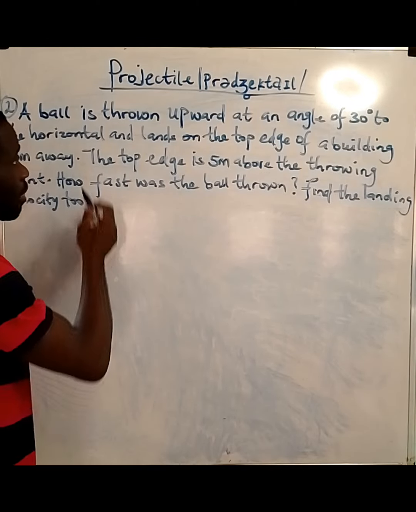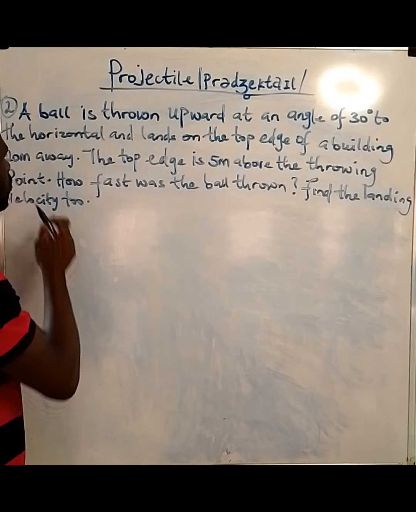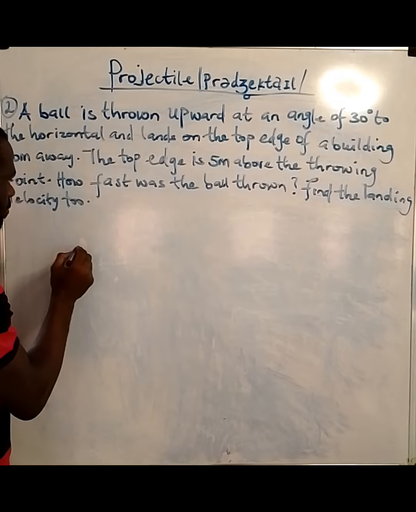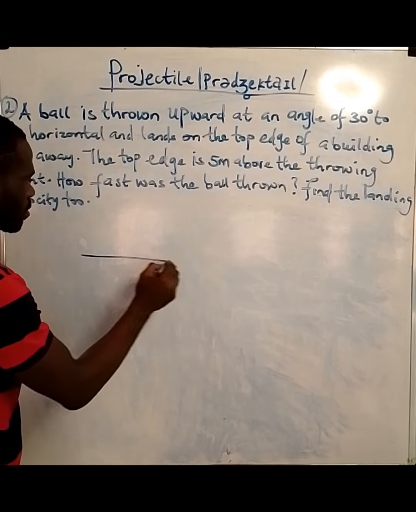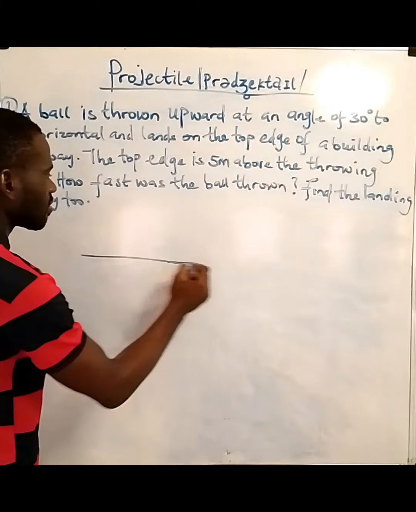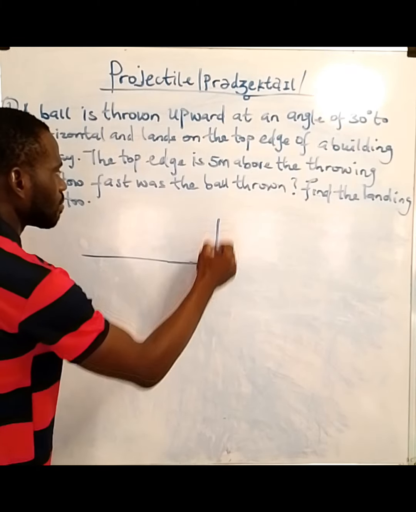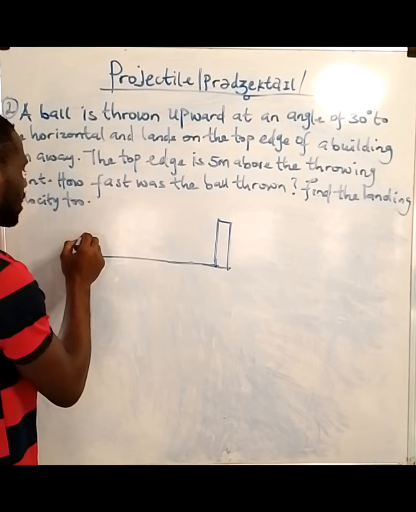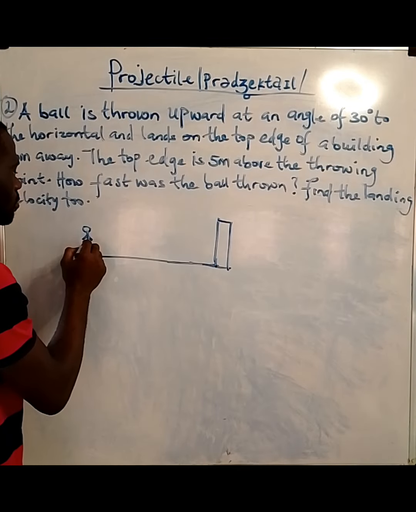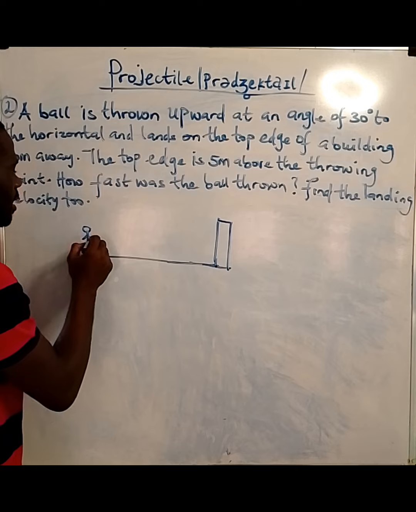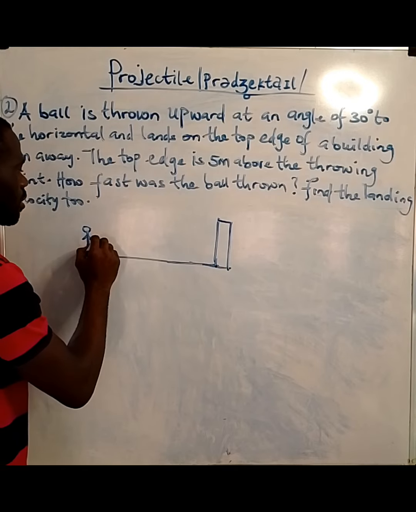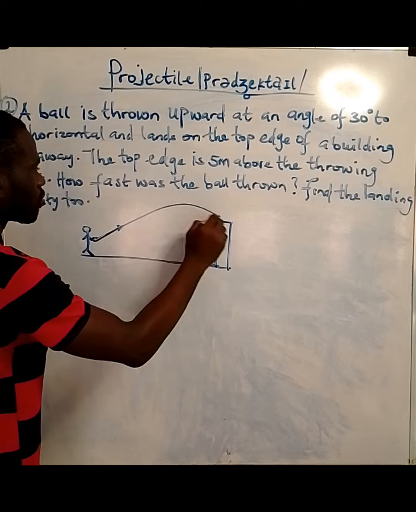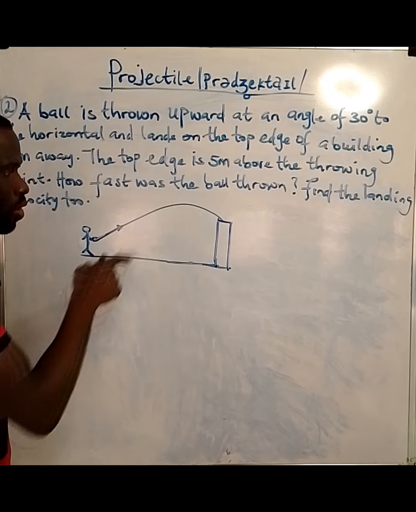Now let's interpret this. A ball is thrown at an angle to the horizontal and lands on the top edge. So let's say this is what we have. There's a level ground here, and there's a building like this. Someone stands here and projects a ball like this, and the ball goes and lands on the building.